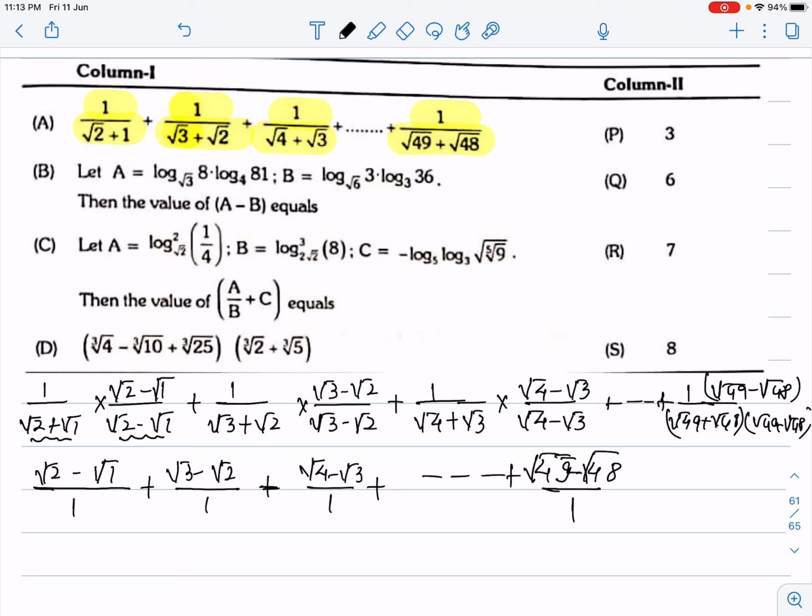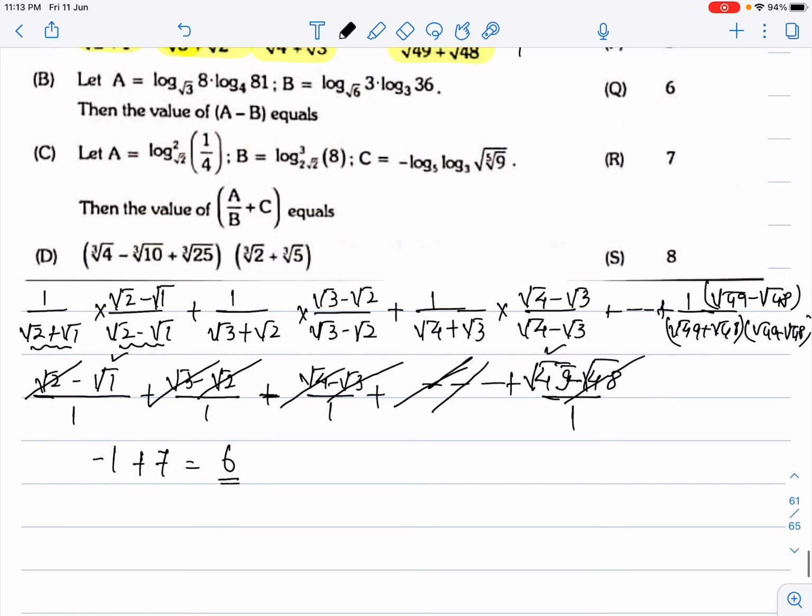that is 1 only. So guys, plus root 2 will be getting cancelled with minus root 2, plus root 3 will be getting cancelled with minus root 3, plus root 4 will be getting cancelled with minus root 4. Similarly plus root 48 will be getting cancelled with minus root 48 over here. So we will be remaining with root 1 with minus sign and root 49 with plus sign. 7 minus 1 is equal to 6 will be achieved by us. That means for part A of column 1, I should choose part Q from column 2. Part A will be matching to part Q of column 2.